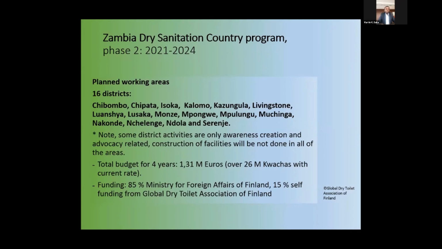And we have a total budget for 4 years of about 1.31 million euros, that's of about 26 million kwacha with the current rate. And funding is 85% from the Ministry of Foreign Affairs of Finland and 15% of funding from the Global Dry Toilet Association of Finland, to which we are really grateful. Next slide, please.